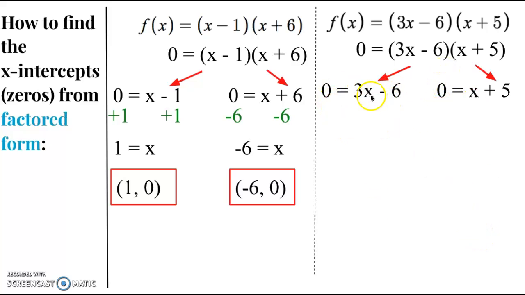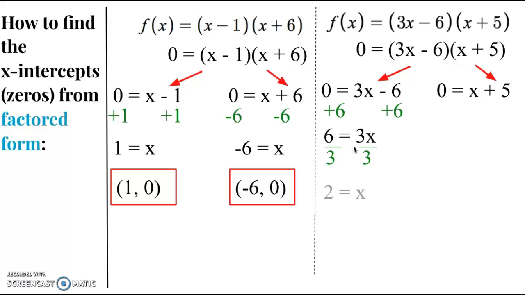So for this one, I know that I want to add 6 to both sides first. And then when I do that, I get 6 is equal to 3x. And now this is 3 times x, so I'm going to do the opposite operation, and then that's divide by 3 on both sides.